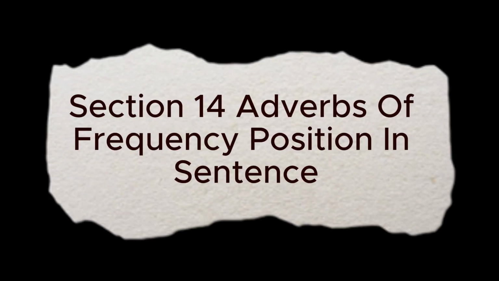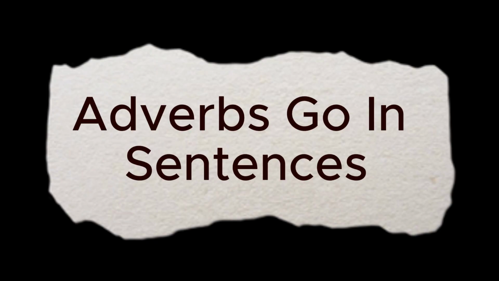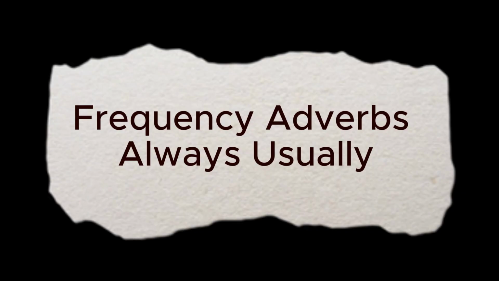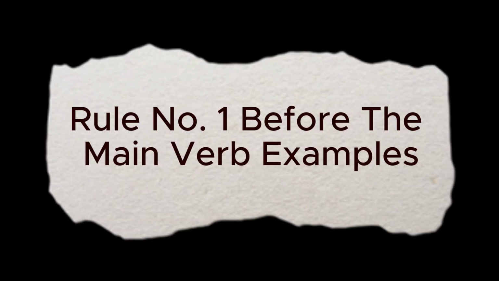Section 14. Adverbs of frequency, position in sentence. Let's look more carefully at where frequency adverbs go in sentences. Frequency adverbs: always, usually, often, sometimes, occasionally, rarely, seldom, never. Rule number 1, before the main verb.